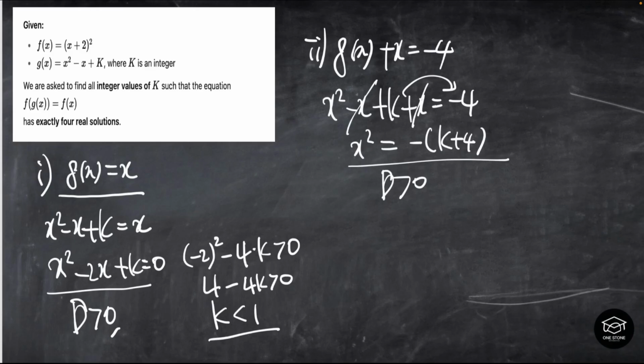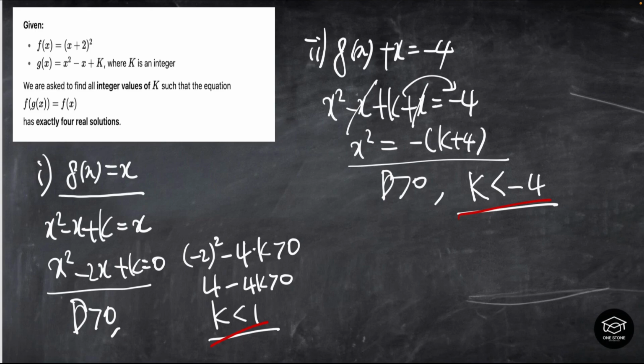Now for equation 2, x² = −k − 4. To have real solutions, the right-hand side must be greater than 0. That's because x² is always greater than or equal to 0. So we need −k − 4 > 0. Solving this gives k < −4. Note that if k = −4, the equation becomes x² = 0, which has only one solution. We want exactly 2, so we require k < −4.